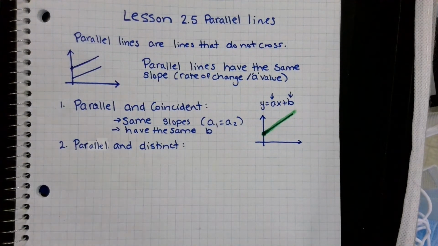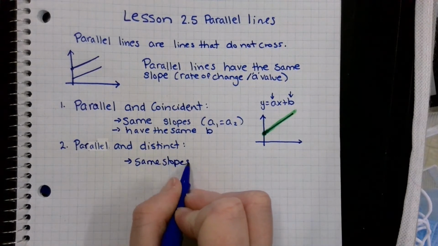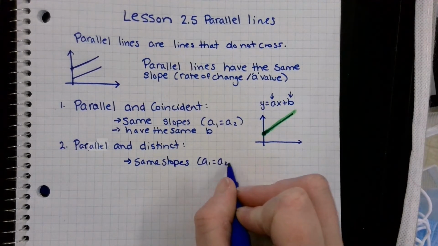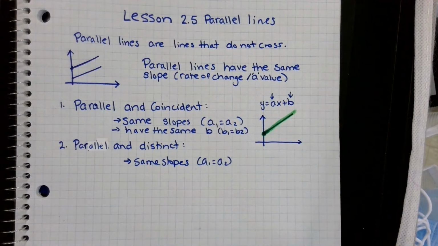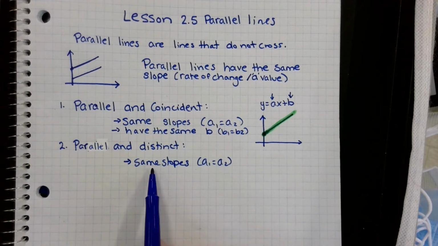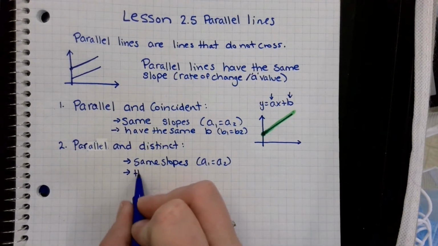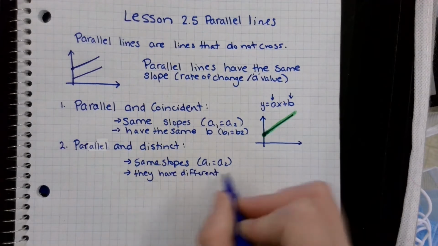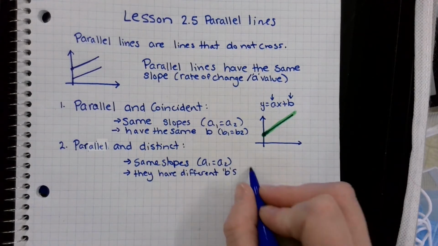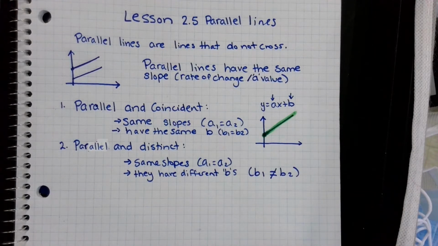Parallel and distinct then. Again, since they're parallel, they have the same slopes. That does not change. And I label them line 1, line 2 to make it easier. Just whatever line you're dealing with first and then the second. This part here, same slopes. But now instead of having the same b, they do not equal each other.